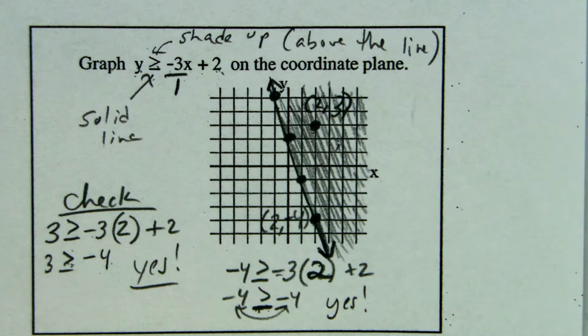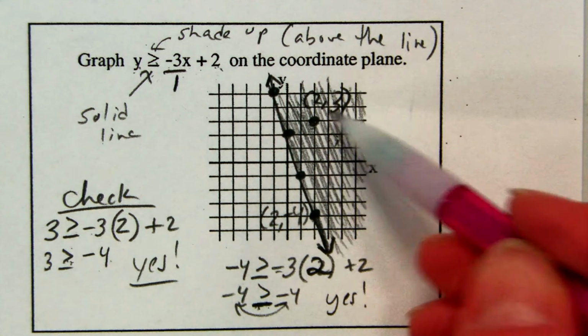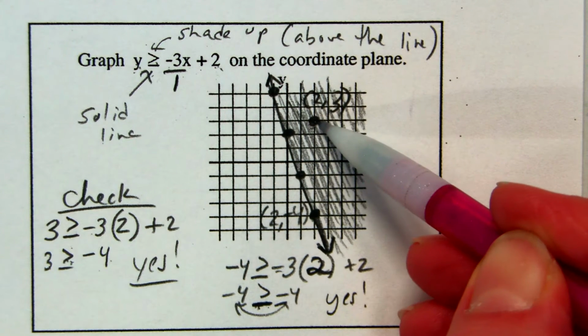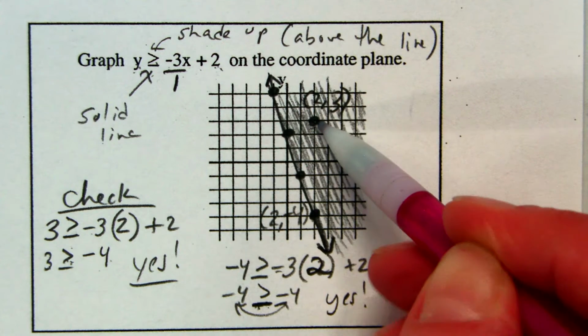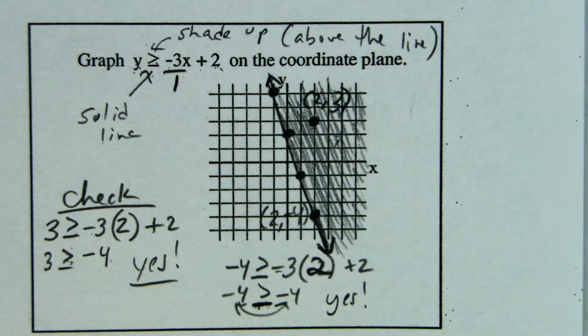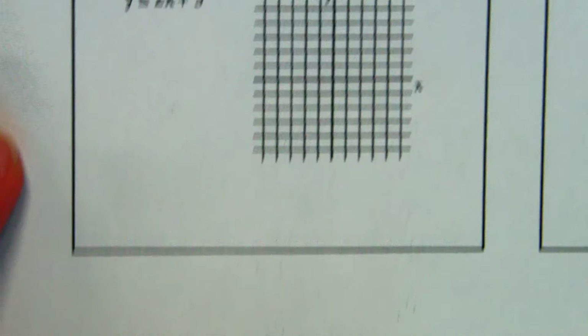All right, so I'm not going to spend a ton of time on checking points on every single one, but you need to know how to do that. You take the points and you put them in for x and y and see if it works. All right, let's go down to the next example.